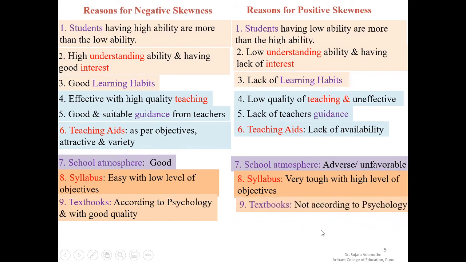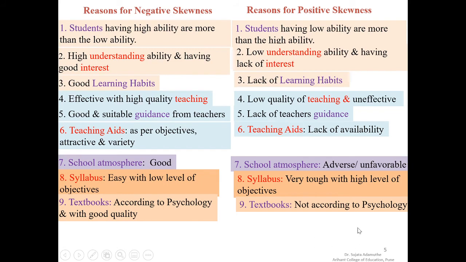Positive, that is, if the textbooks are not according to psychology and not of good quality, that means if you open the book, you can see the paper is not good, and the paper color, if not white, is yellow, then students will not concentrate. That means rough quality of textbook is there.